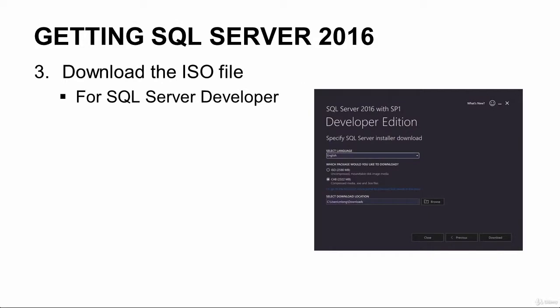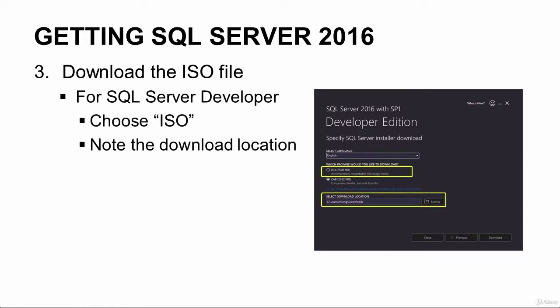Step number 3, pretty straightforward. You're just going to download the ISO file. So for SQL Server Developer, we're just going to choose ISO right there, and it'll also give you an estimate of about how large the file you're downloading is. Note the download location, because once this is done, this is where your ISO is going to reside. This is what we're going to use a little later on in the course to install whatever version of SQL Server 2016 you have downloaded for free.